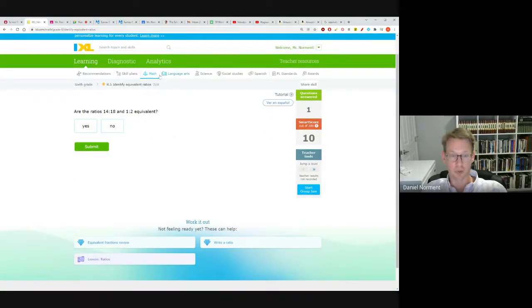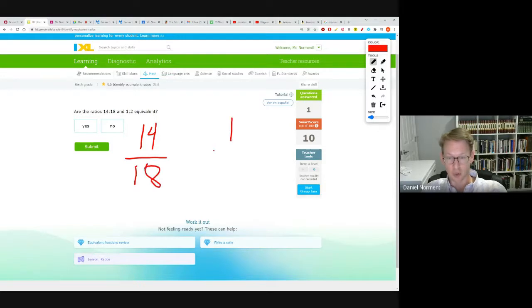Are these equivalent? Well, let me set up a proportion. Remember that? I'm going to do it again. Set 14 over 18 in my first fraction. Set 1 over 2 in my second. There's my proportion. Now, are they equivalent? If I cross-multiply and I get the same thing, then they are equivalent.